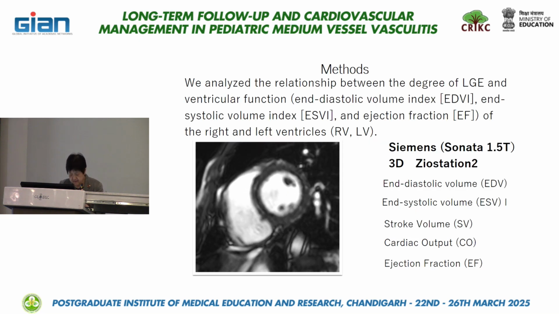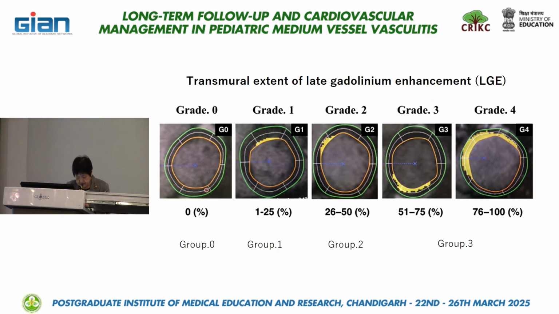We analyze the relationship between the degree of LGE and ventricular volume, diastolic volume index, systolic volume index, and ejection fraction of the right and left ventricles. We divide it into 4 groups based on the transmural extent of LGE. Grade 0 is group 0. Grade 1 is group 1. Grade 2 is group 2. Grade 3 and grade 4 are included in group 3.